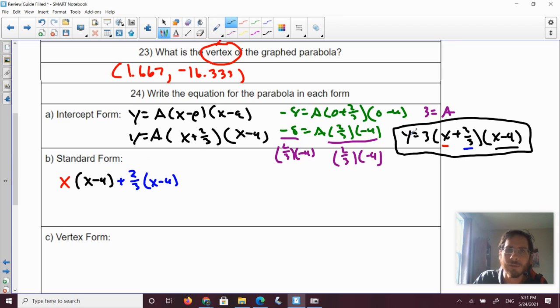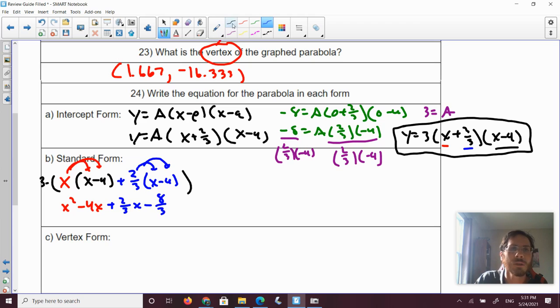Now out front, we still have this 3. That 3 is still looming, still out on the outside. We didn't forget about it. We just don't want to deal with it yet, because we want to distribute first. So we get x squared minus 4x plus 2/3 x minus, well, 4 times 2/3 is 8/3.